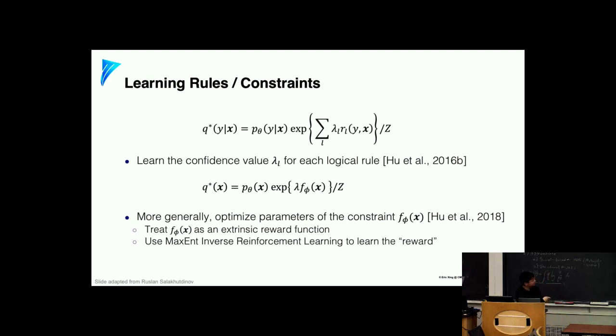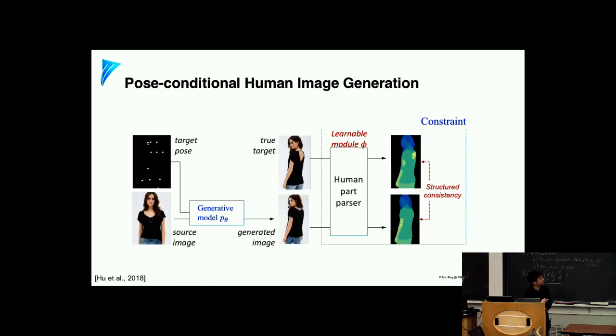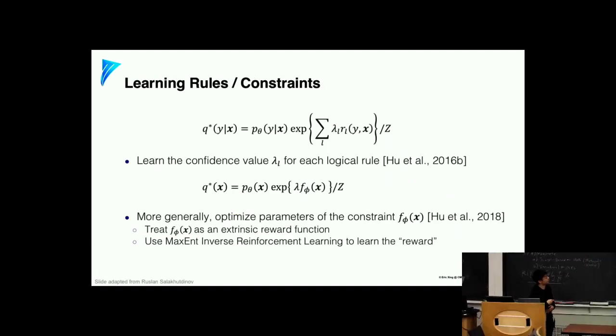Okay. So in practice, in a constraint function, we cannot specify everything. For example, here in this constraint we have a human parser, but we may not be able to specify this whole human parser, so we can make it a learnable module, for example, a neural network. Can we learn this constraint function jointly with this whole framework? In our previous work, we do this by treating the constraints as a reward function in reinforcement learning, and we can use a reinforcement learning method to learn this reward function.